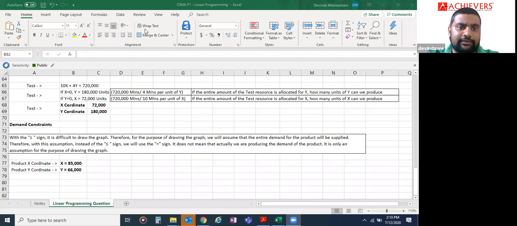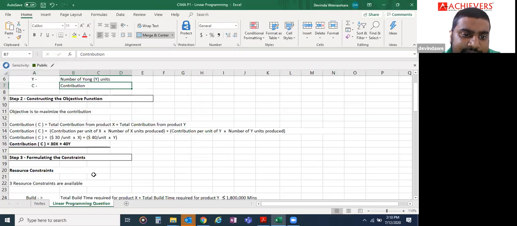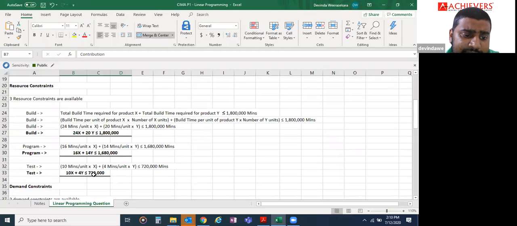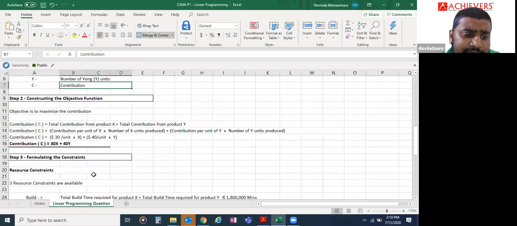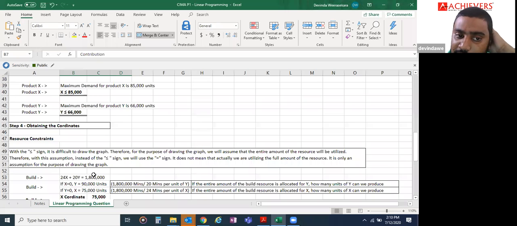Okay, guys. So we completed up to step 4, up to the point of getting the coordinates, right? So now everyone is fine on this. Step 1, defining the variables. So X represents the number of X units, Y represents the number of Y units, then C is the contribution. Then we constructed the objective function. Then we formulated the constraints, both resource and demand. Then we obtained the coordinates for both resource and demand.